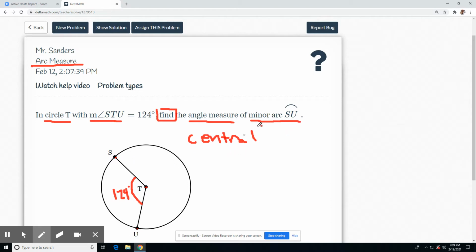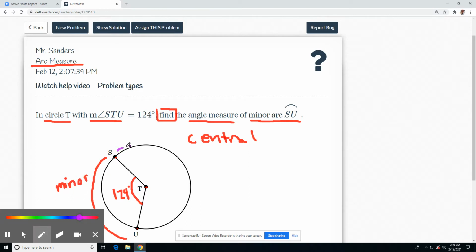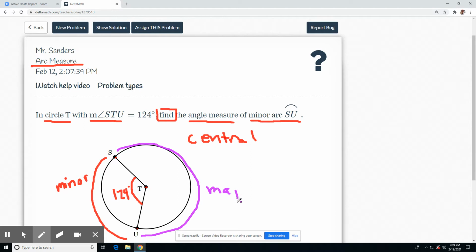All right, so there's a minor and major arc. Minor is the small one. So this arc right here is the minor. And then going on the outside of it, going the other way, the big one, that's the major. And these are arcs.